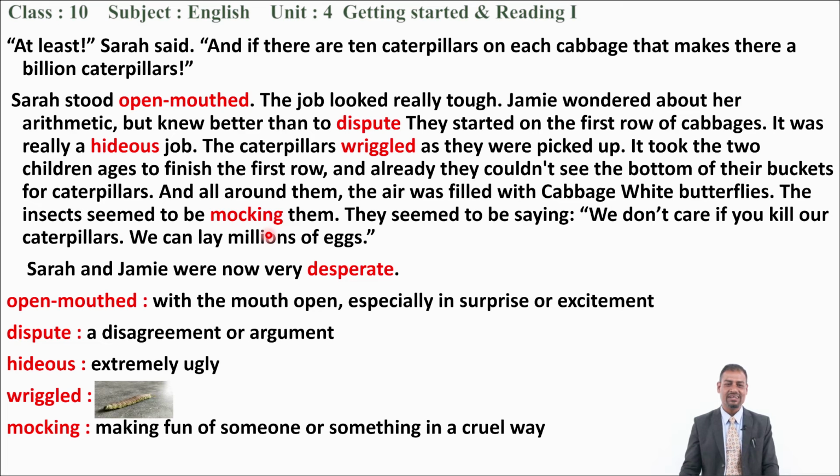Next we have, again, mocking. So what does it mean? Making fun of someone or something in a cruel way. For example, you might have seen a monkey, and if you act, the monkey can also act like that, to mock you. And that creates a kind of fun, okay? And here in the story also, the children thought that the caterpillars and butterflies were mocking them, meaning making fun of someone or something in a cruel way, okay?